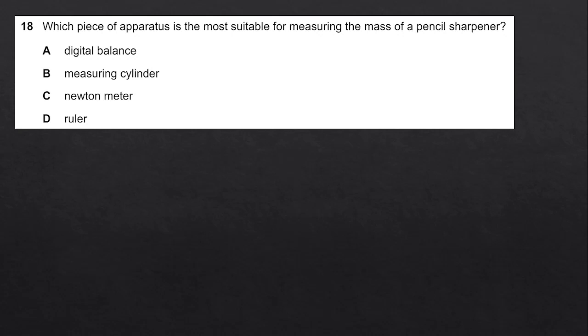Let's look at question number 18. Which piece of apparatus is most suitable for measuring the mass of a pencil sharpener? Now let's underline what we are measuring. We are measuring the mass of the substance. If we are measuring the mass, we'll have to use a digital balance. So the correct option is option A.